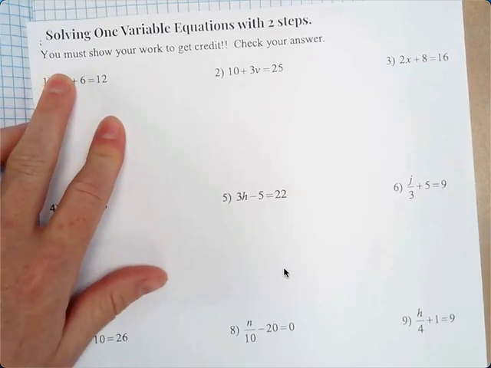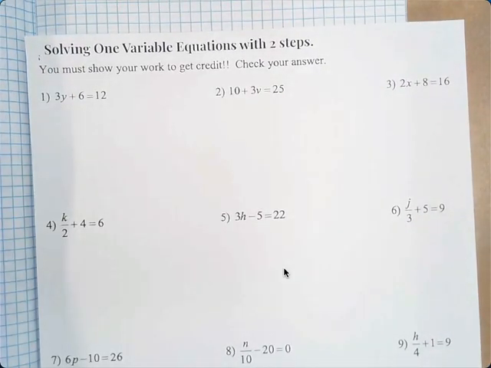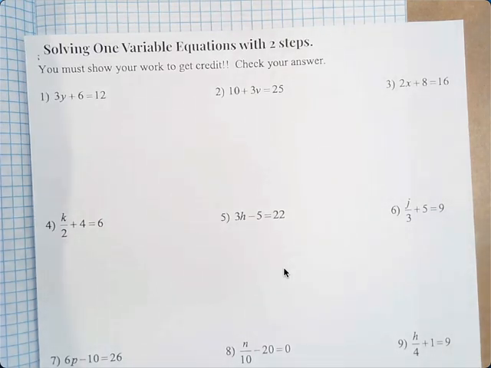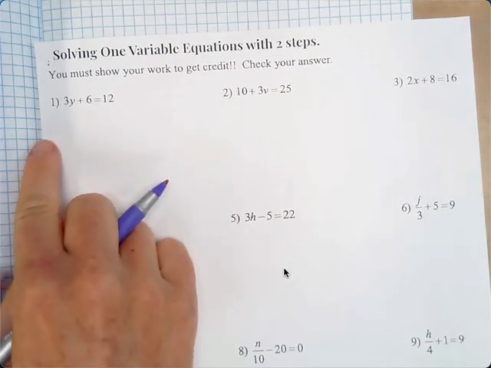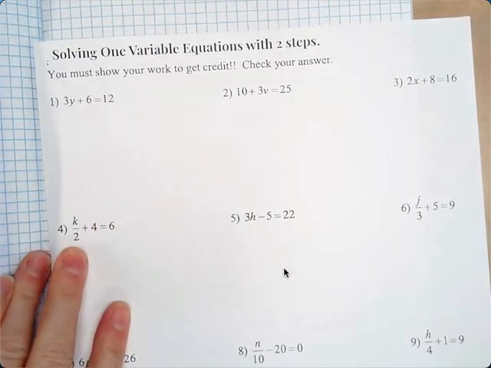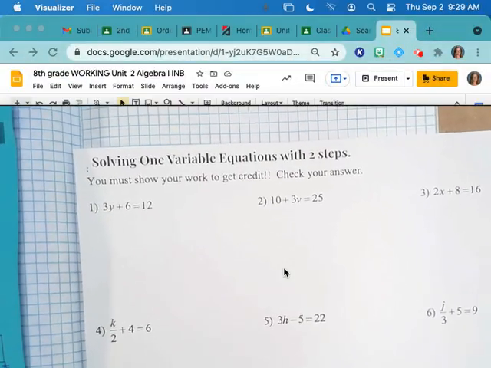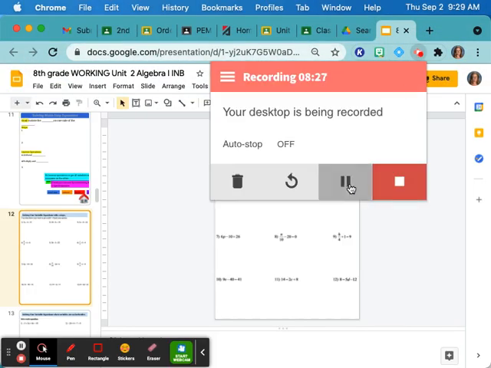Okay, so solving one variable equations with 2 steps. Go ahead and write your name on here. Hopefully you remember doing this last year. Solving equations is a big part of algebra. This is just the beginning. This is just with 2 steps. We're going to get into multi-step equations. So let's look. Why don't y'all go ahead and do 1, 2, and 3 right now. I'm going to pause the video, and I'm going to let y'all do 1, 2, and 3.